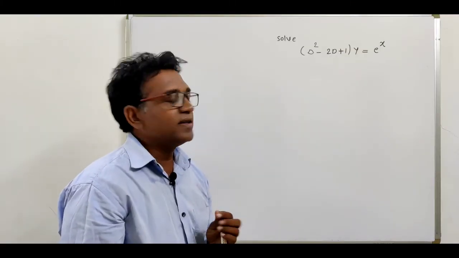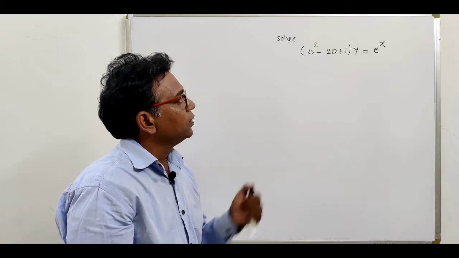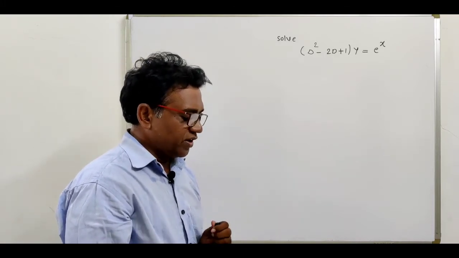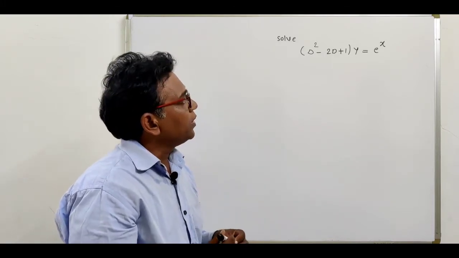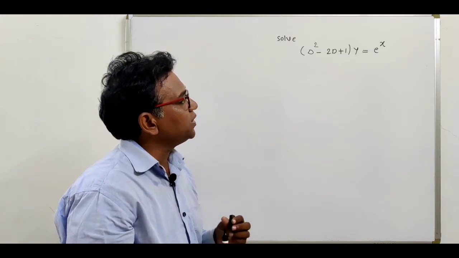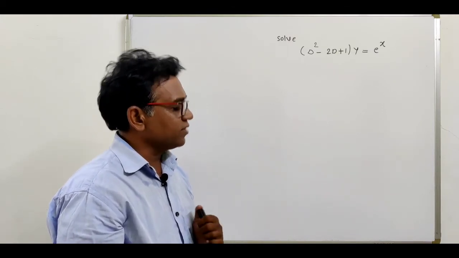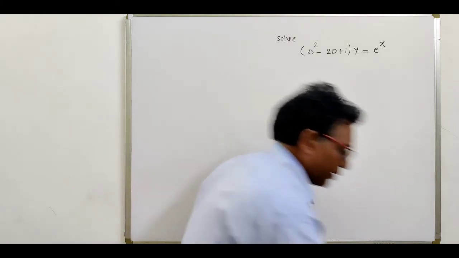Now let us write down the second example. Solve the differential equation (D squared minus 2D plus 1) y is equal to e raised to x.